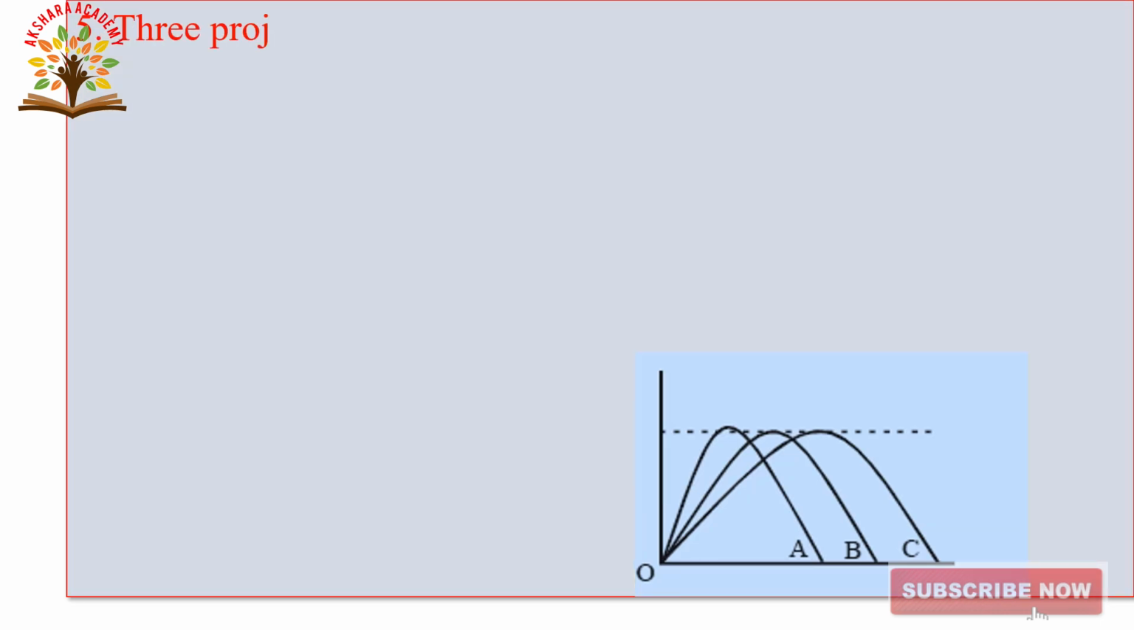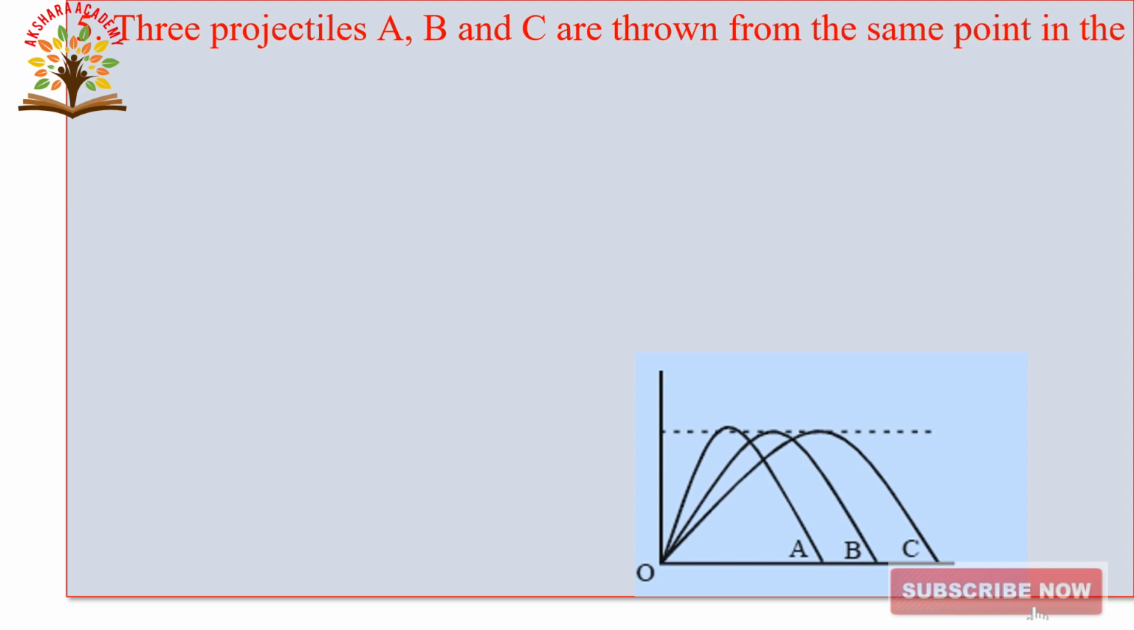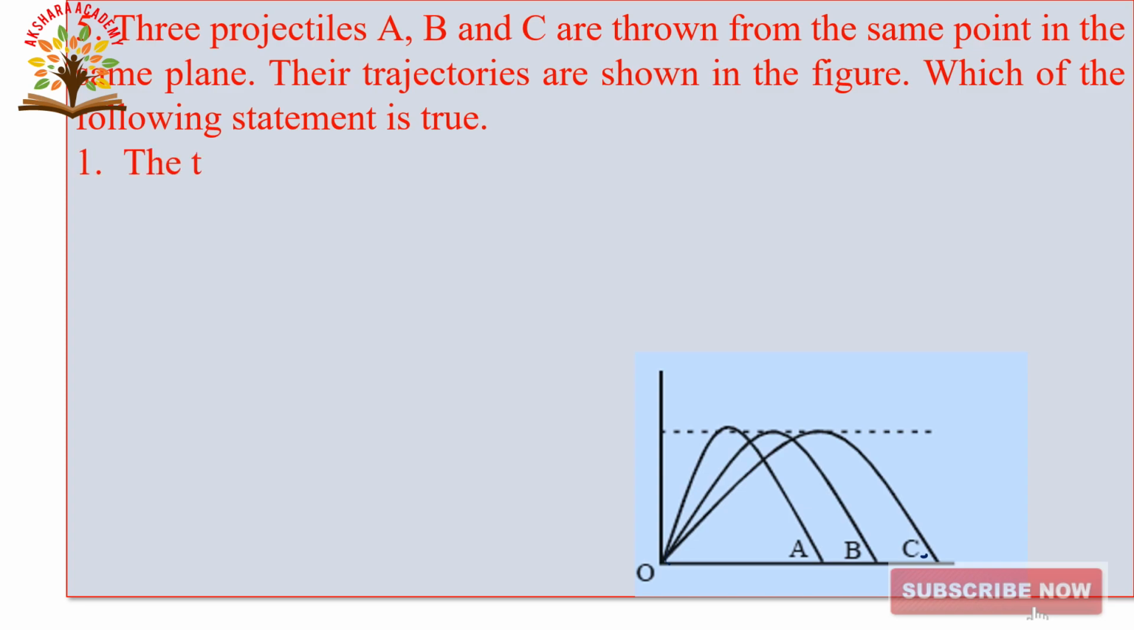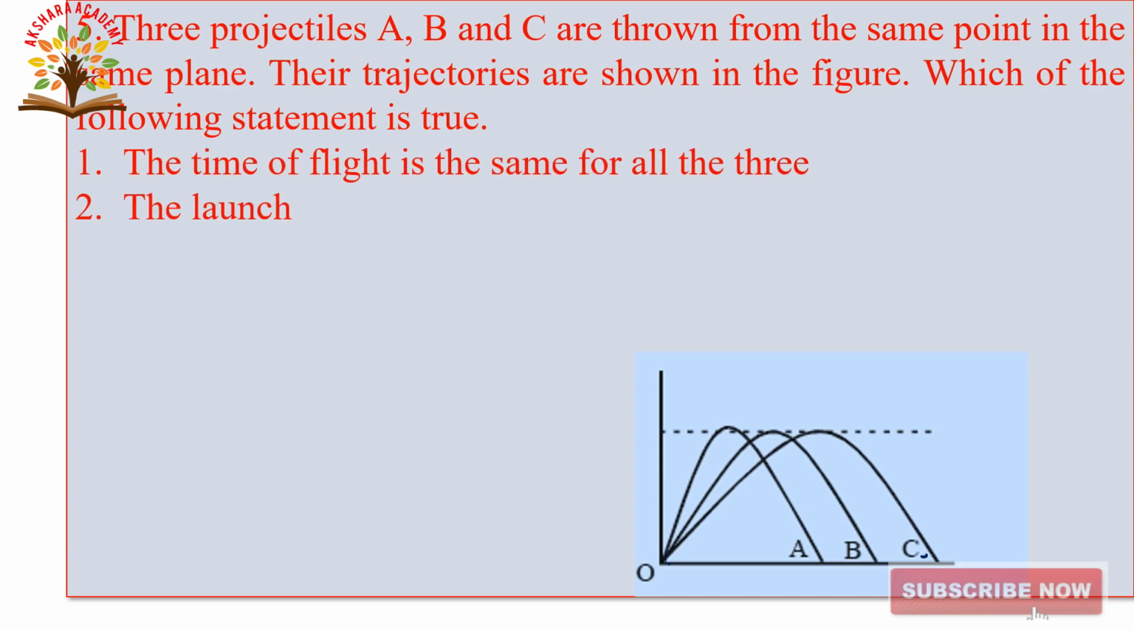Fifth one. See this here, three projectiles A, B, C are thrown from the same point in the same plane. Their trajectories are shown in the figure. This is the figure showing the trajectories. Which of the following statements is true?